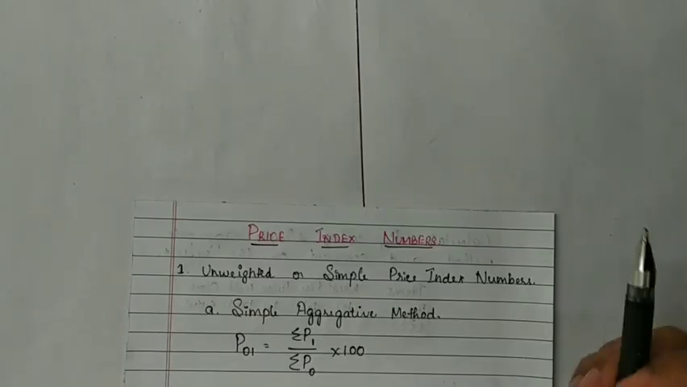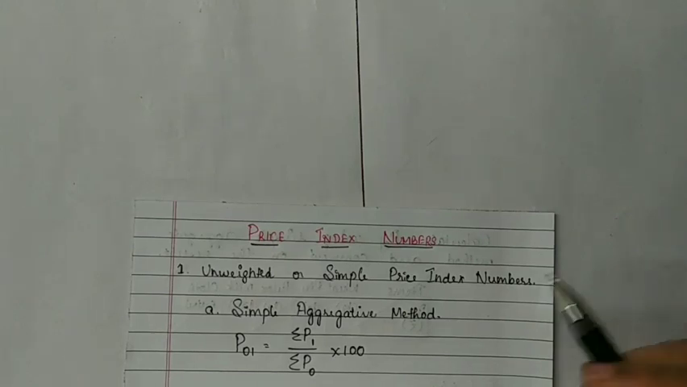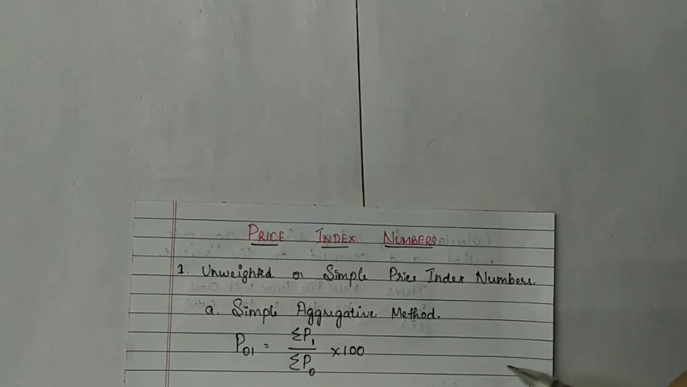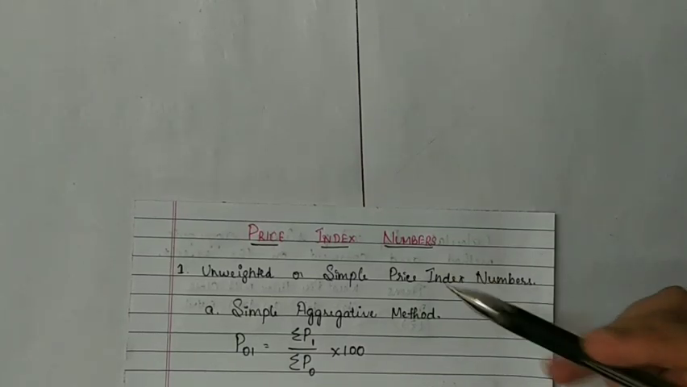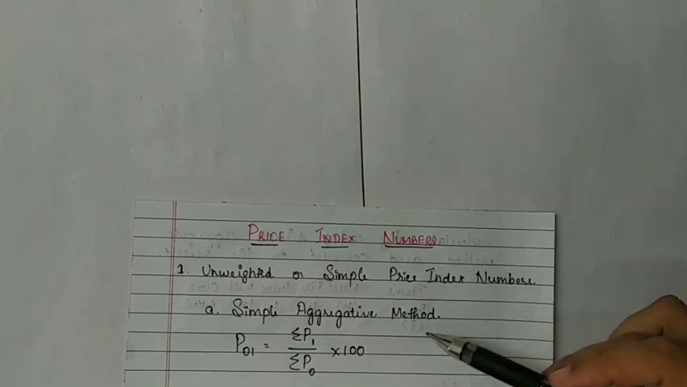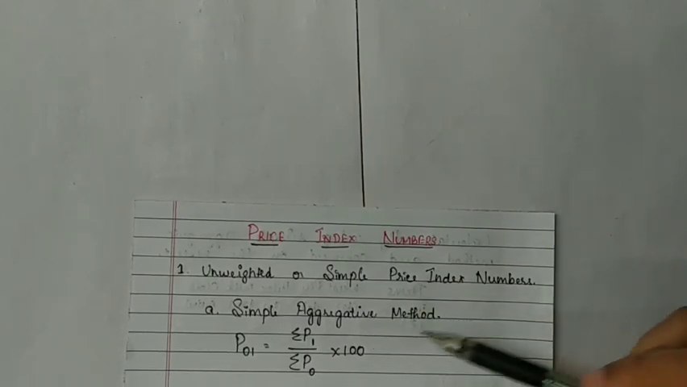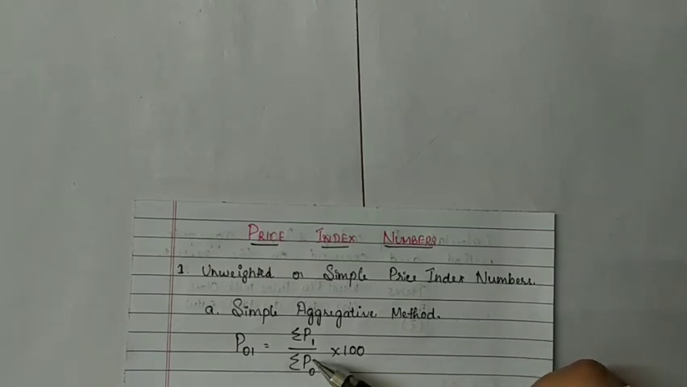Let us start with our first type of index number, that is price index number, and unweighted or simple price index number, how to calculate that. Under unweighted, two types are there. The first one is the simple aggregative method. In that the formula is P01 is equal to summation P1 divided by summation P0 multiplied by 100.